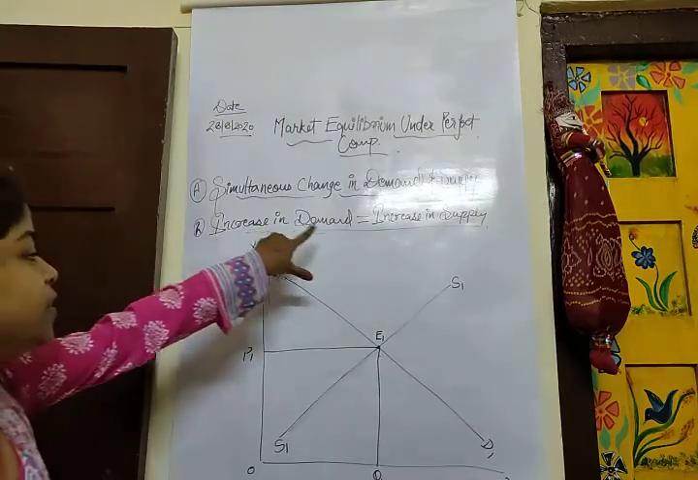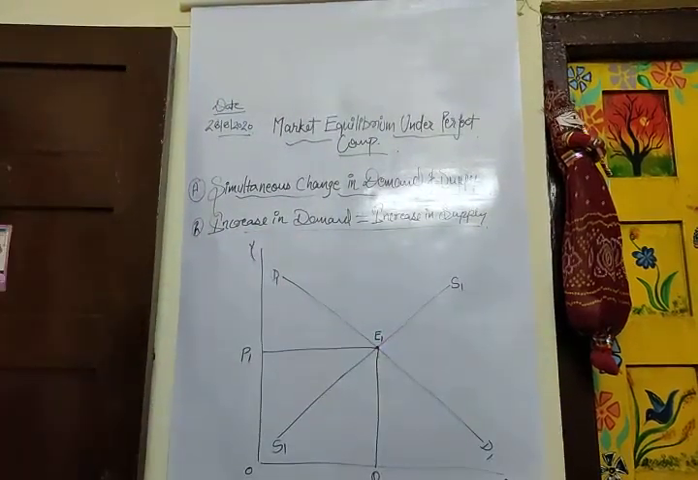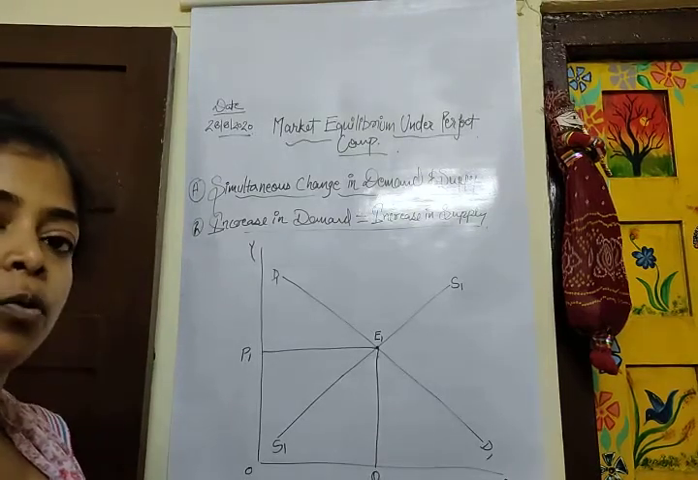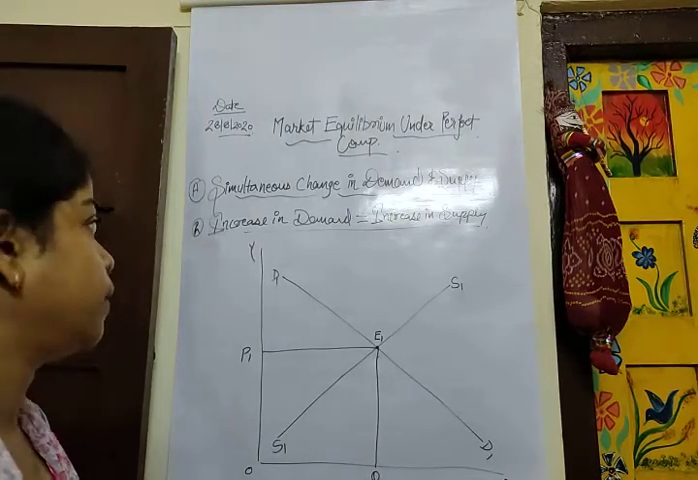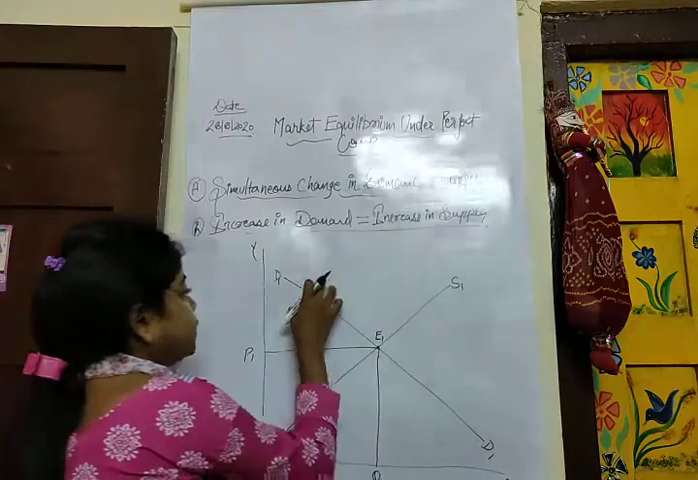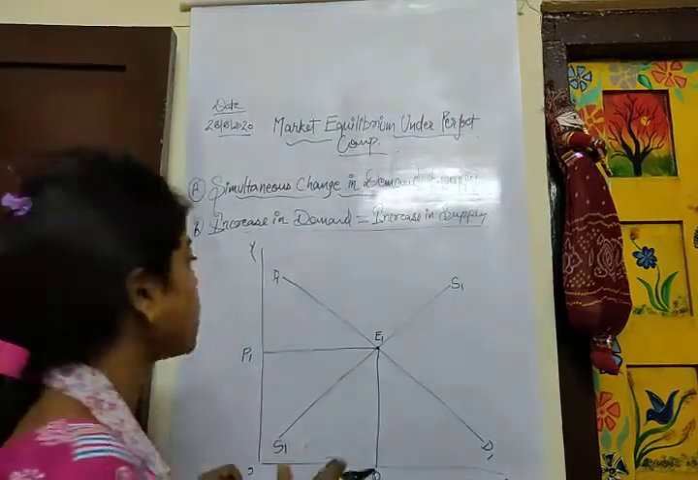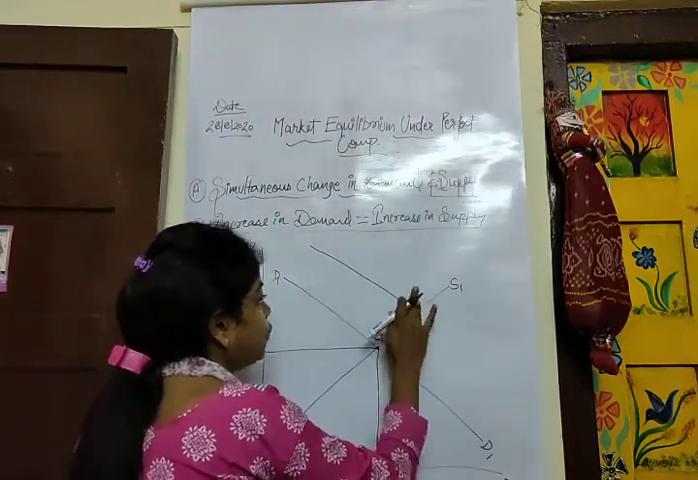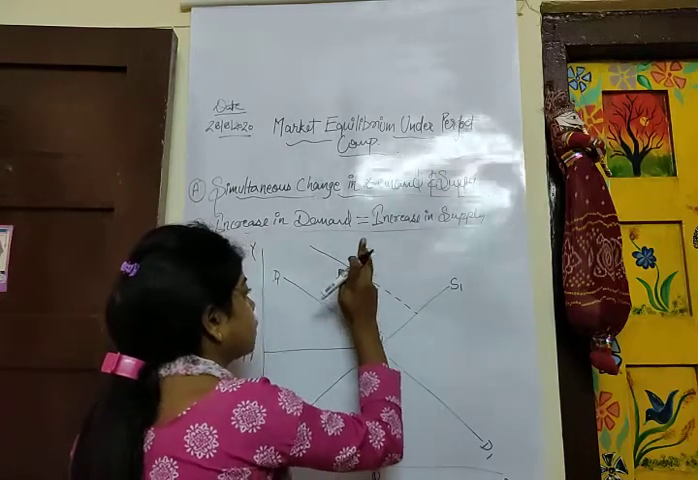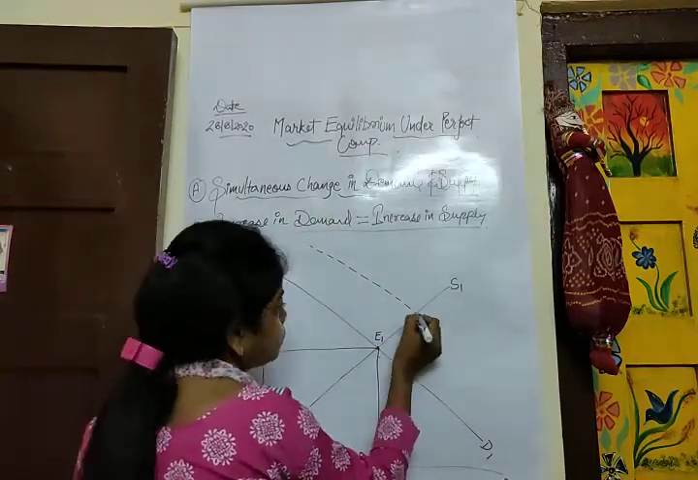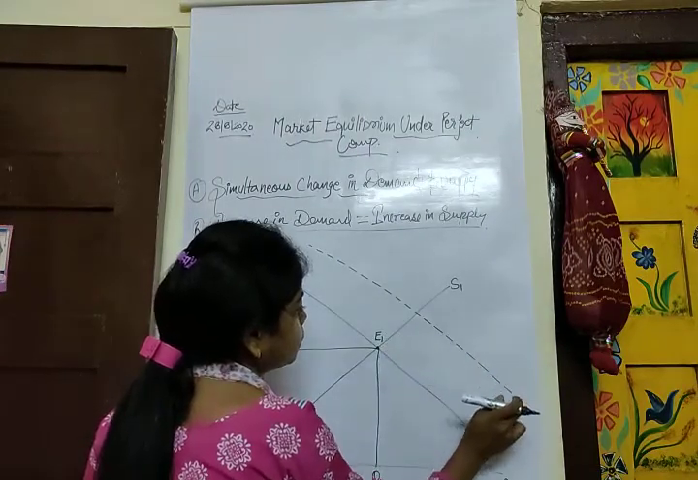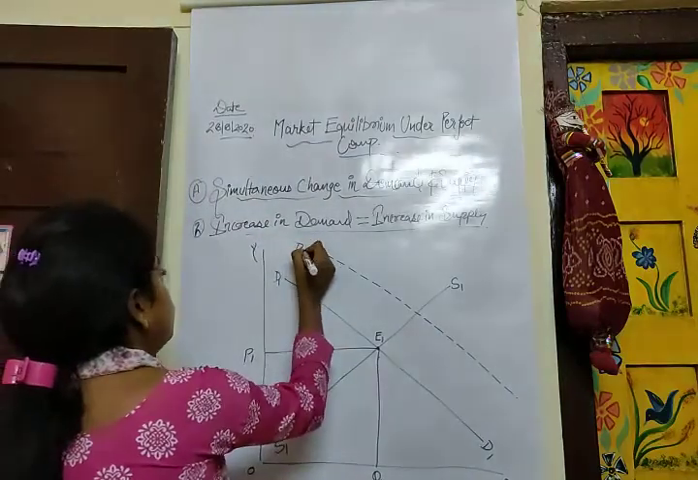Now the condition is increase in demand is equal to increase in supply. It means that both demand and supply are increasing in an equal manner. For an increase in demand, the demand curve goes upward like that. Let me draw it in a dotted line. This is increasing demand. It is D2.